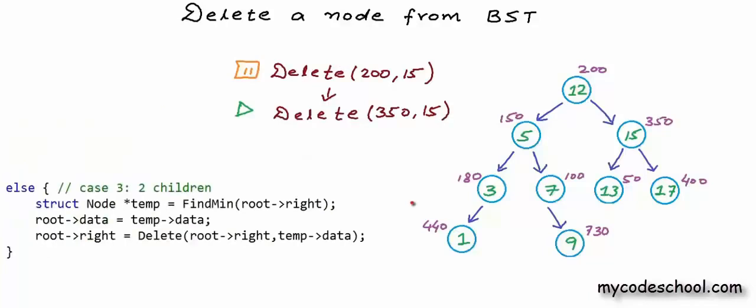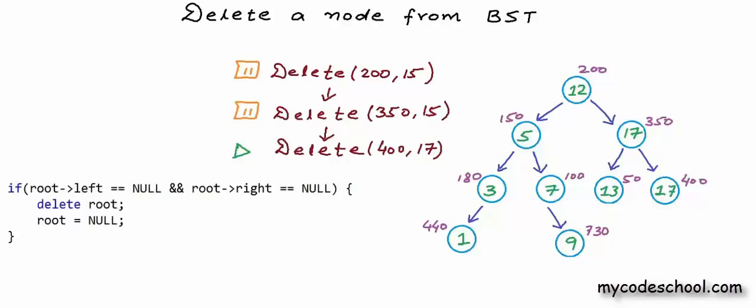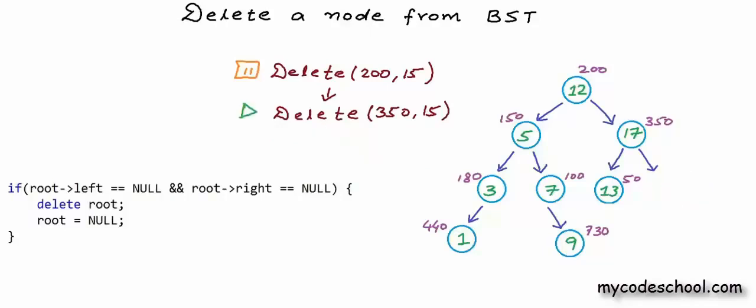Here we will find the node with minimum value in the right subtree, which is 17, at address 400. The value is 17. Address is 400. First we will set the data in the node at 350 as 17, and now we are making a recursive call to delete 17 from the right subtree of 350. We have only one node in the right subtree of 350. Here we have case 1. In this call we will simply delete the node at 400 and return null. Remember, root will be returned in all calls in the end.